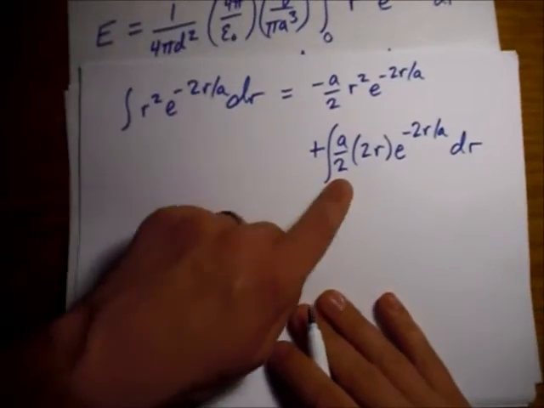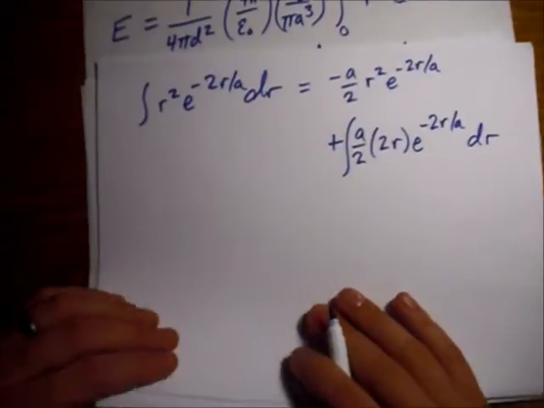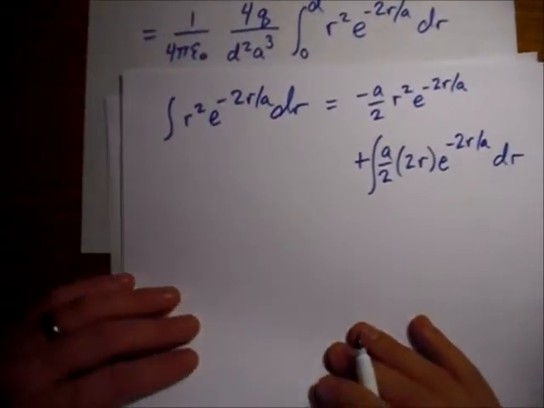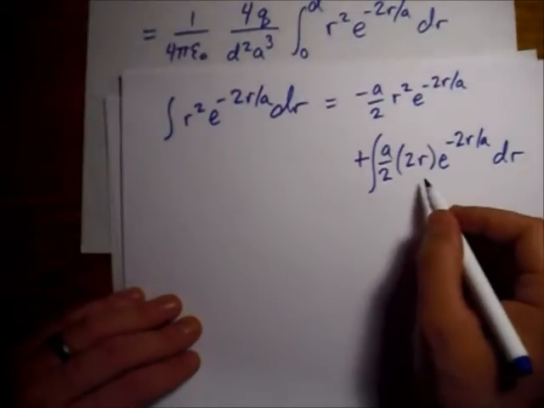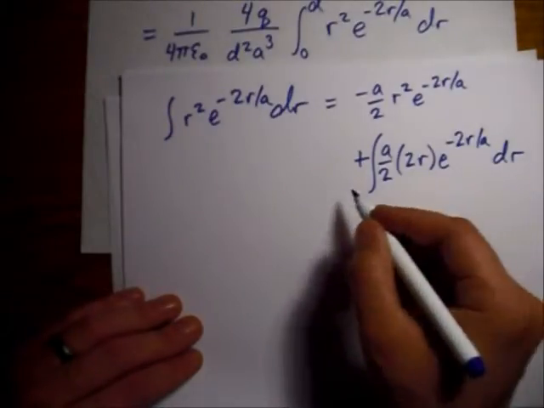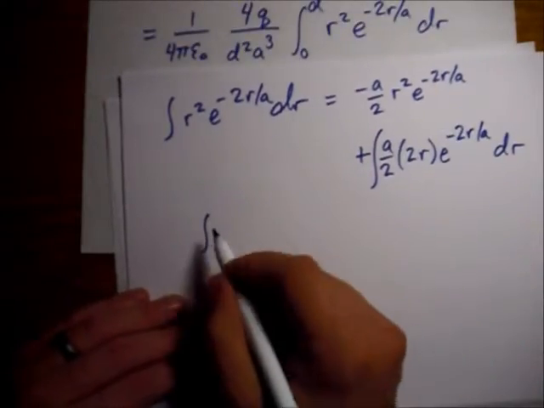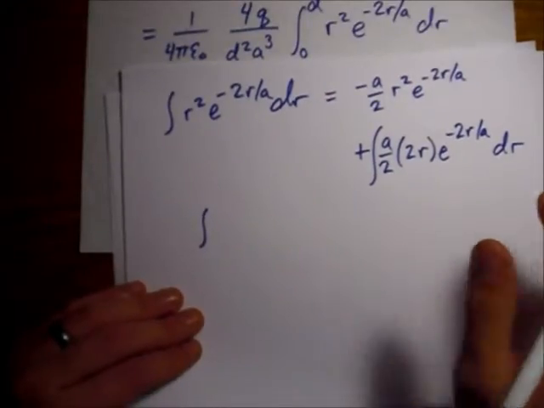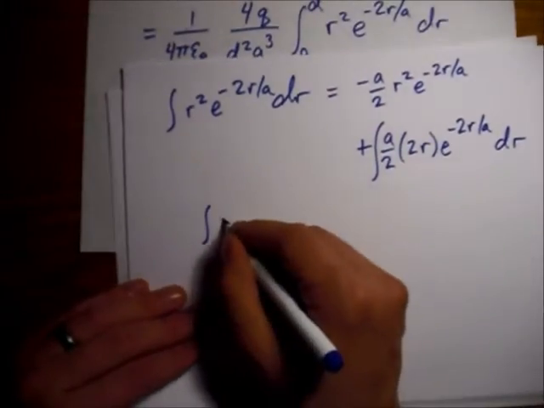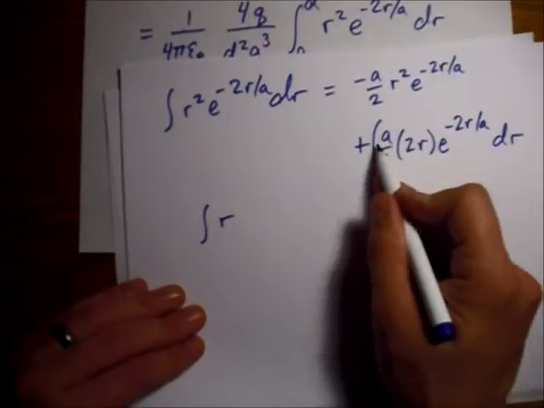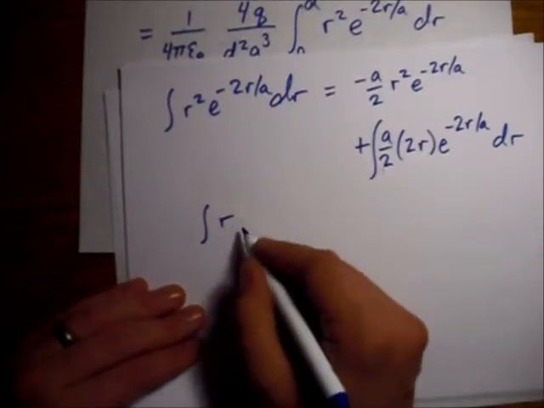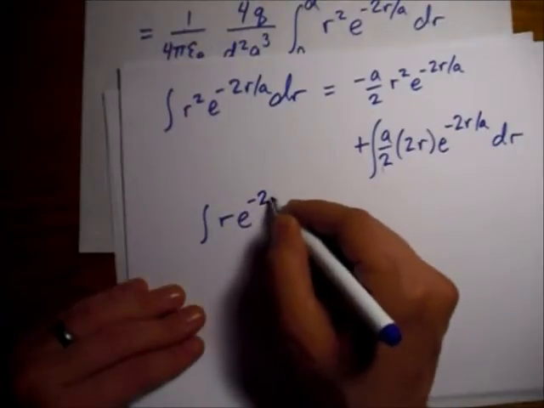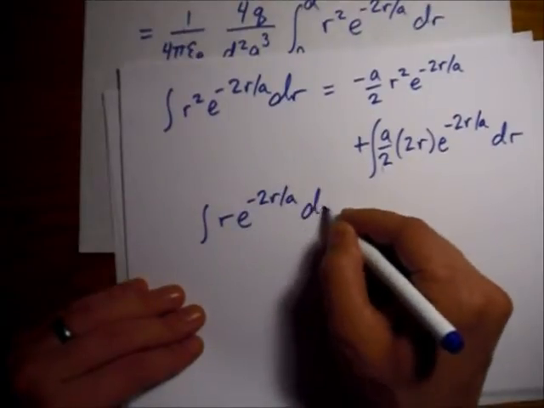All right, now we need to do integration by parts again to get this integral right here. So let me just write out another integral. We'll have to keep track of this, and then we'll put all the pieces back together. These are just constants, right? This 2 is going to cancel out, and we'll just get an a here. So we have a, the integral of r e to the minus 2r over a dr.